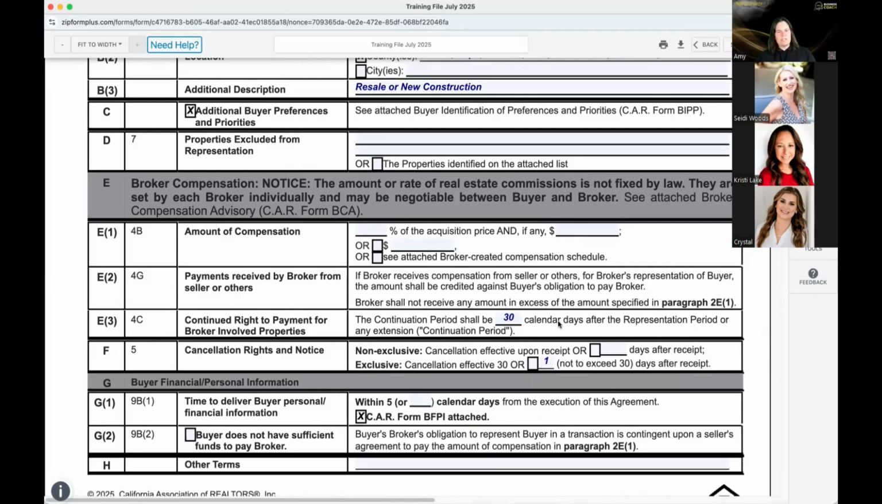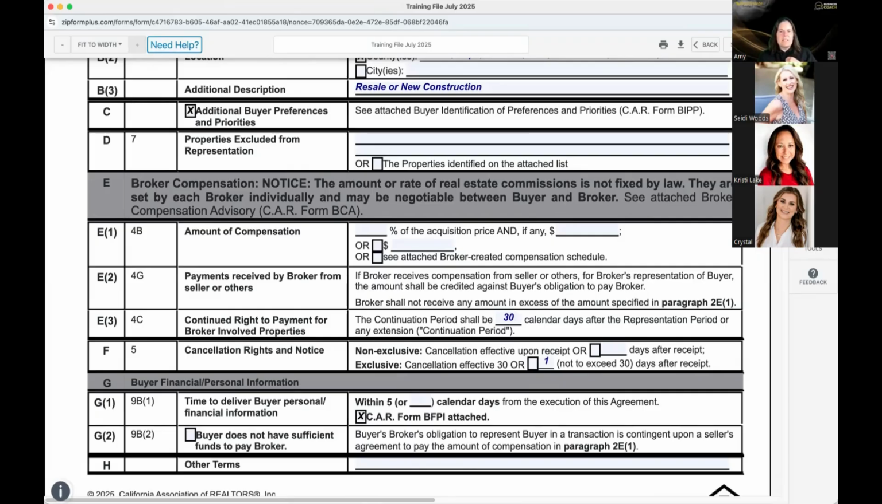extension, that continuation period. What that means is, hey, once the representation period ends, for those properties where there was broker involvement, where I went and took you to see the property, where I inquired on your behalf for more details regarding that property, not I sent you an email with the active listings that came on the market today, but I actually did some work for you. If you decide to purchase one of those properties up to 30 days after the end of this agreement, I'm still due commission. Okay, that's continuation period. Okay, so that's why we fill in something there.